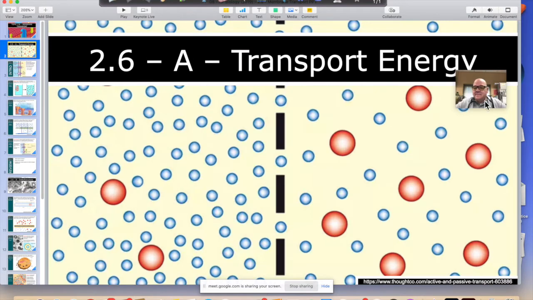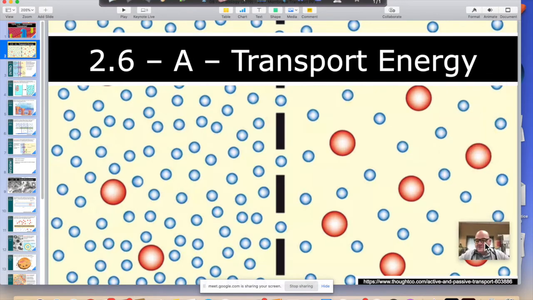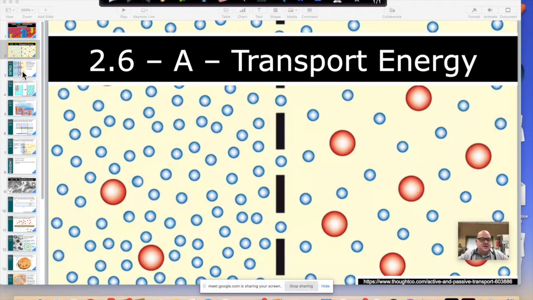If you think about transport, we're going to focus on energy here in this first part. In this little picture, you've got a membrane, you've got certain things crossing. You can see there are different concentrations on each side. Those are things that should be jogging your memory about energy and transport.